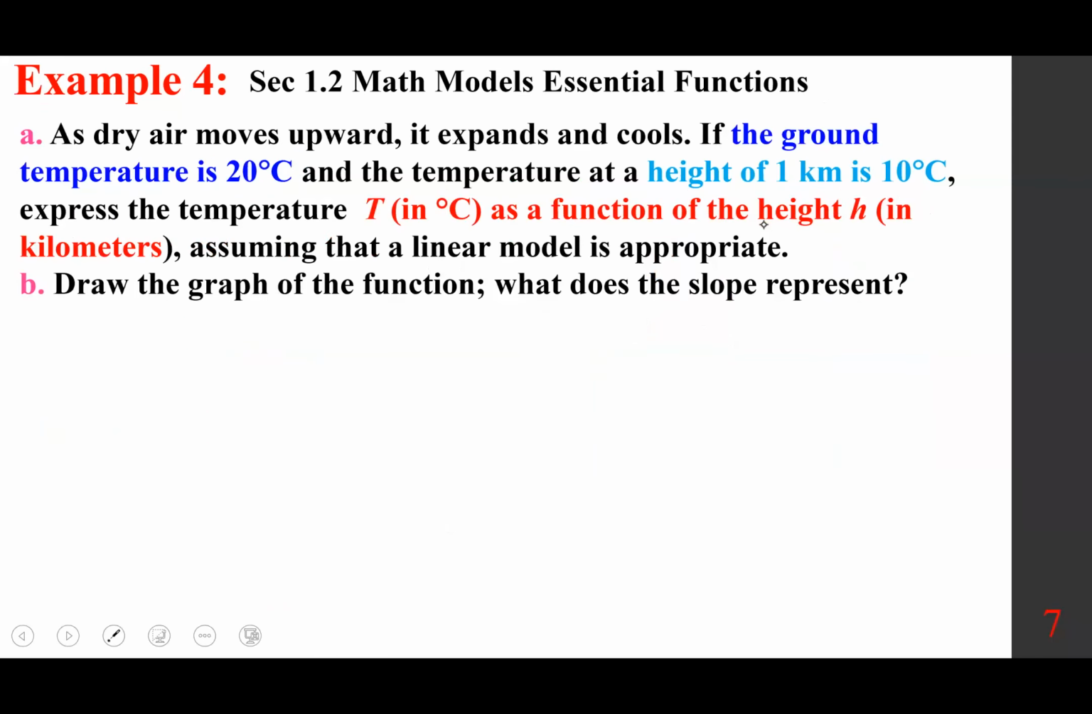Could somebody read the question for us, please? Anyone? Both A and B. Yes, please.